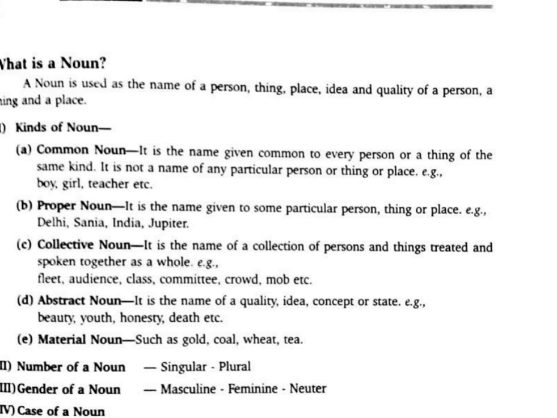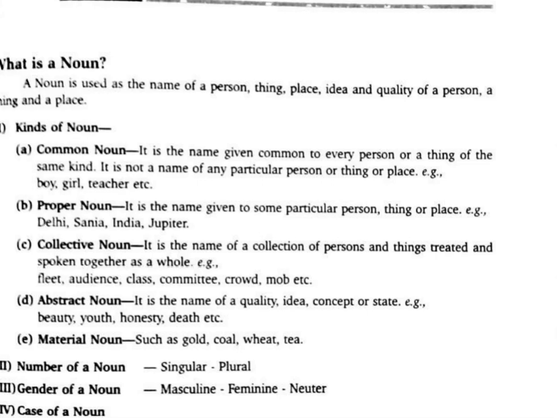Like your beauty, youth, honesty, death. These are the examples of abstract nouns. Collective nouns: fleet, flock, audience, class, committee. These are the examples of collective nouns. Now let us go further.